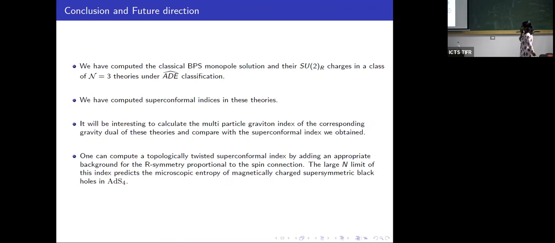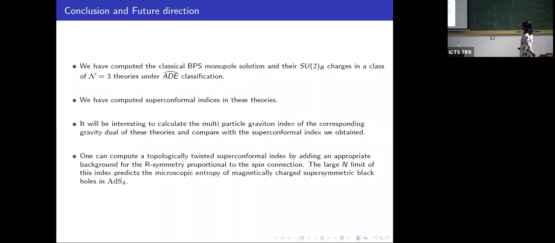So the index we defined is the simplest index, and one can define a topologically twisted index in the same theory by adding an appropriate background for the R symmetry, which is proportional to the spin connection, and then compute the large N limit of the index. And that index should predict the microscopic entropy of magnetically charged supersymmetric black holes in AdS4.